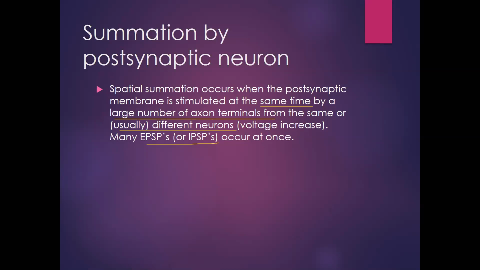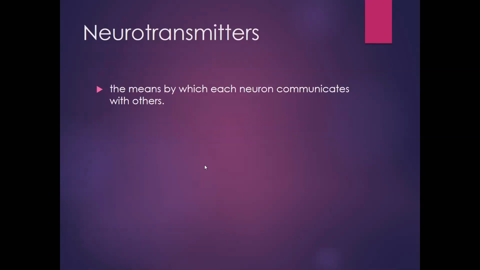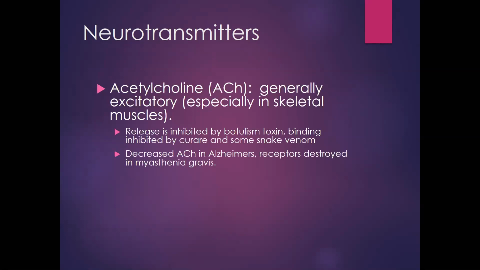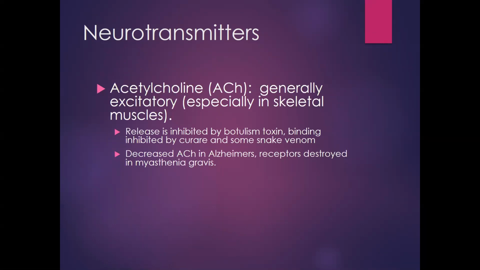Okay, so let's talk about neurotransmitters now to finish off this stuff. What are neurotransmitters? Well, we already know. They're the means by which each neuron communicates with others, because we have to cross the gap, cross the synapse, because we have no other way of crossing the synapse for the signal to get from one to the other, because they don't touch each other. All right, so here are some different groups of neurotransmitters that I want you to know what they do.